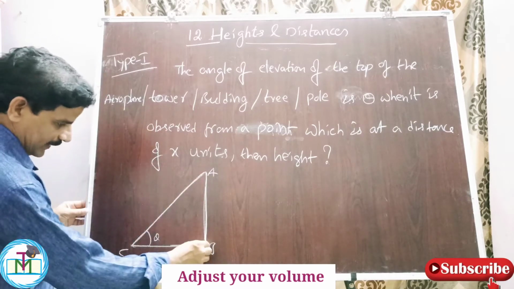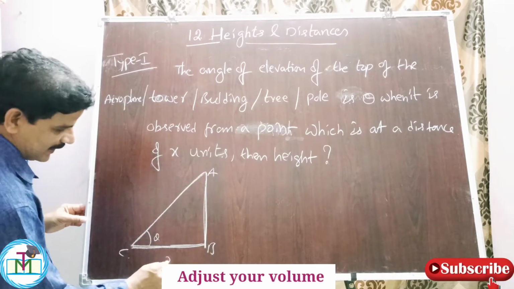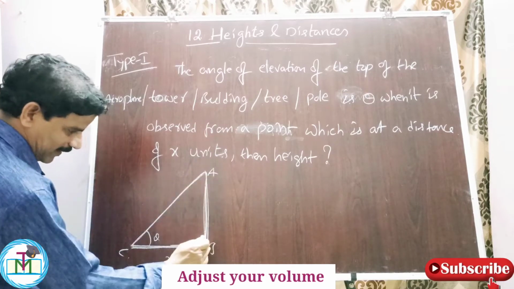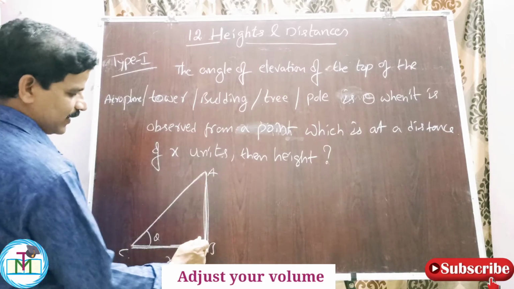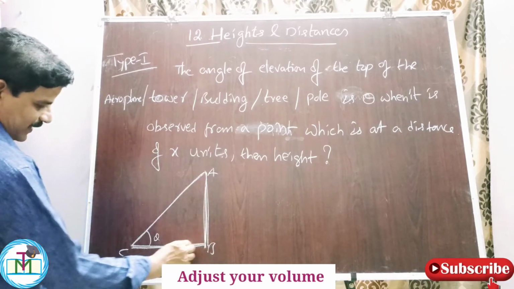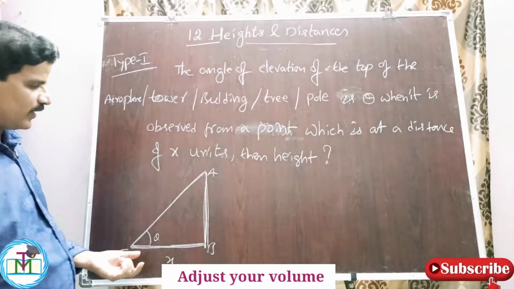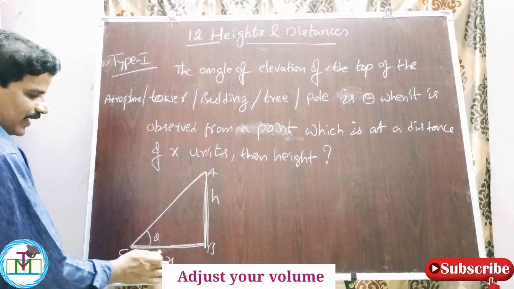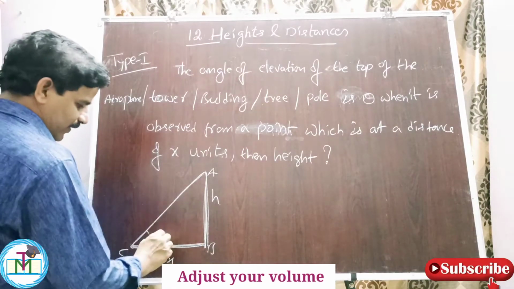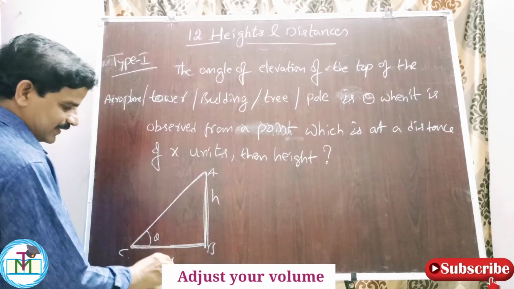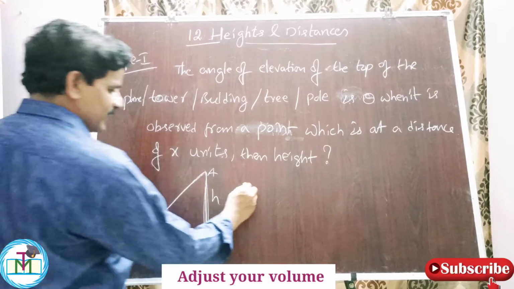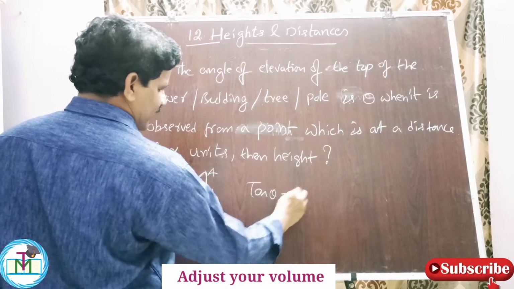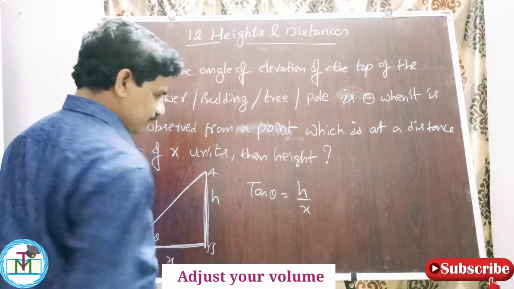This is the distance x, the distance from the foot of the tower. Foot means the distance from the bottom of the tower to this point. Is what? x meters. This is h. So here h and x have a relation with theta. For theta, h is the opposite side, and x is what? The adjacent side. The relation is tan theta is equal to h by x.